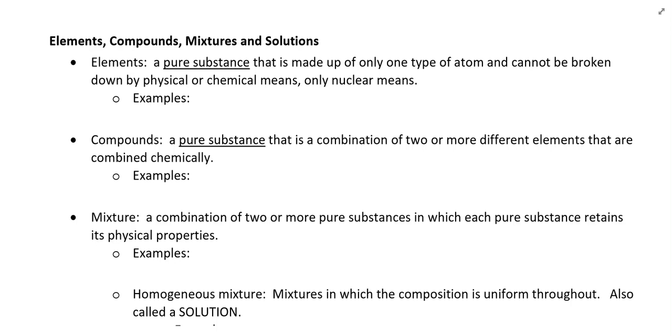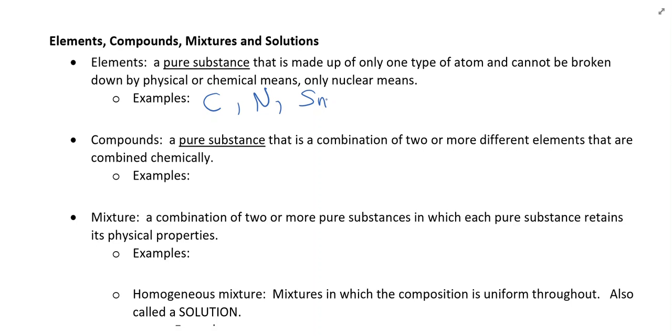So an element is a pure substance made up of only one type of atom and cannot be broken down by physical or chemical means, only by nuclear means. We will talk about nuclear reactions a little bit, but the way that you would find this would be by taking a look on the periodic table. So something like carbon or nitrogen or tin, any element on the periodic table would be considered an element.